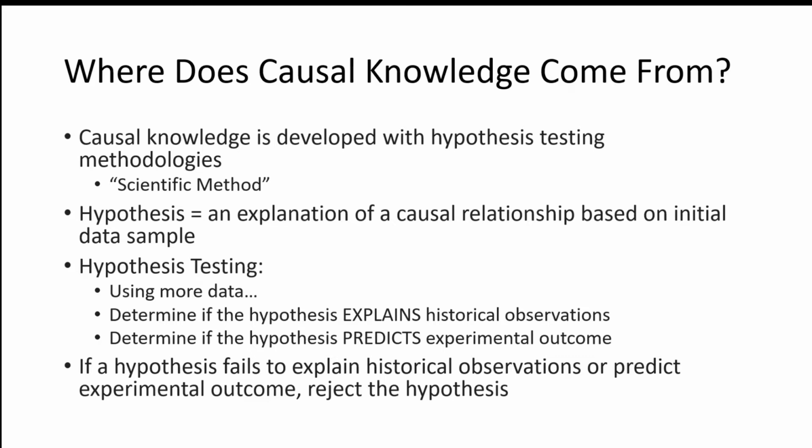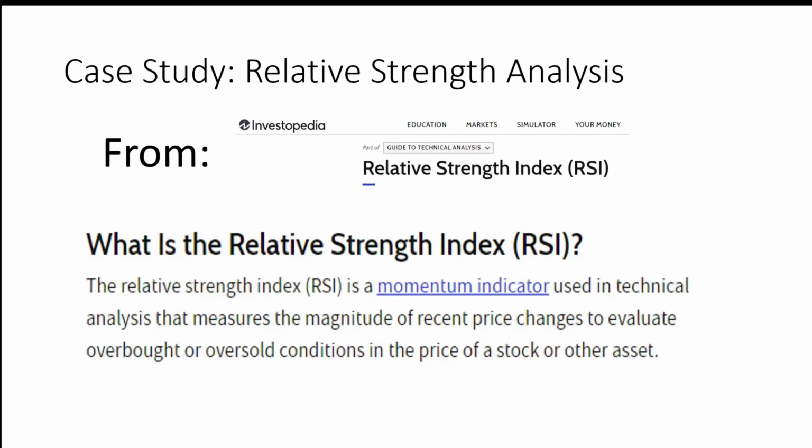Now, the hypothesis has to do both. For you to say that you found some causal knowledge, your hypothesis has to explain historical observation and predict experimental outcome. So here's our case study. Now, this case study is in the financial industry, and it's based on stock prices. You can use it for other things as well, commodities and perhaps Forex, but we're going to focus on stock prices today.